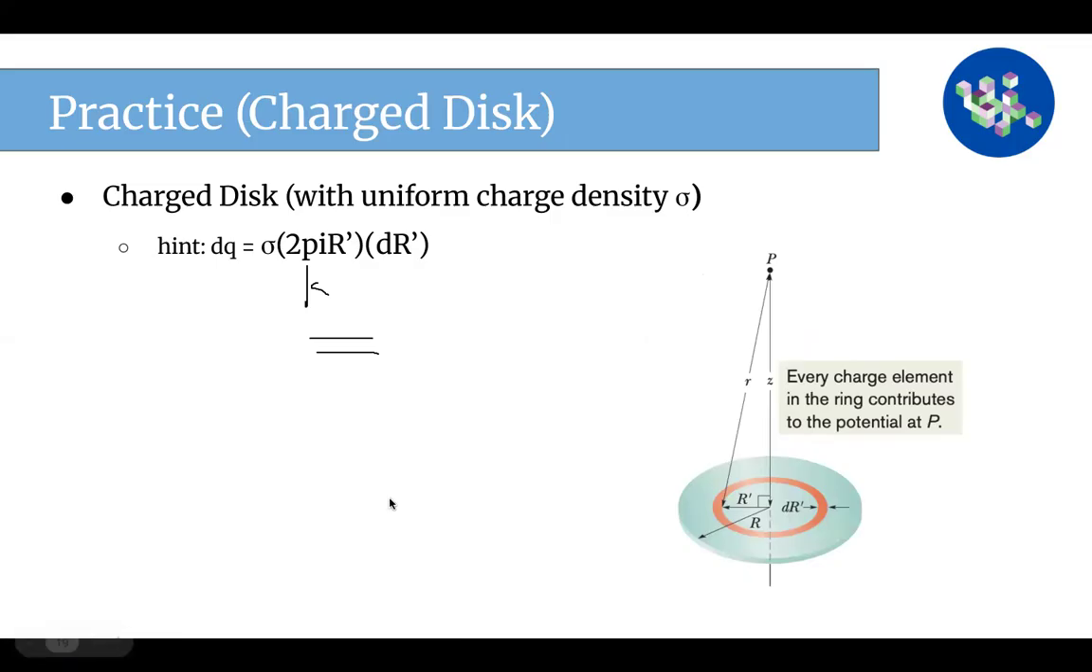So yeah, practice problem. This is a charged disk. Previously we had a rod, like a line. Now I'll have a disk with uniform charge density sigma. So find the potential at the point P. We'll give you some time to work on that.